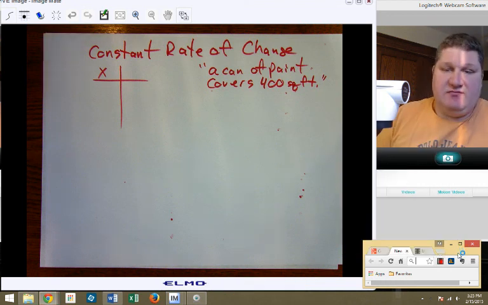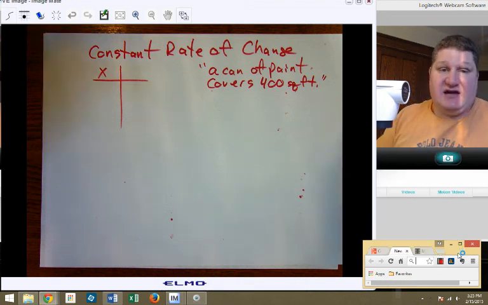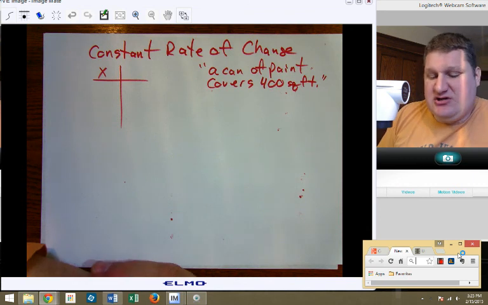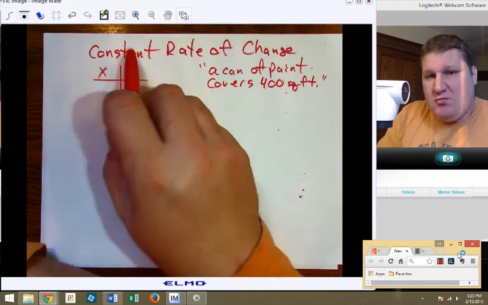Okay, ladies and gentlemen, let's talk about rates of change. Now, we just had an example of rate of change in the last video, but we want to talk a little bit more about what types of rates of change there are. There are some rates of change that are constant. That's where we're going to focus.